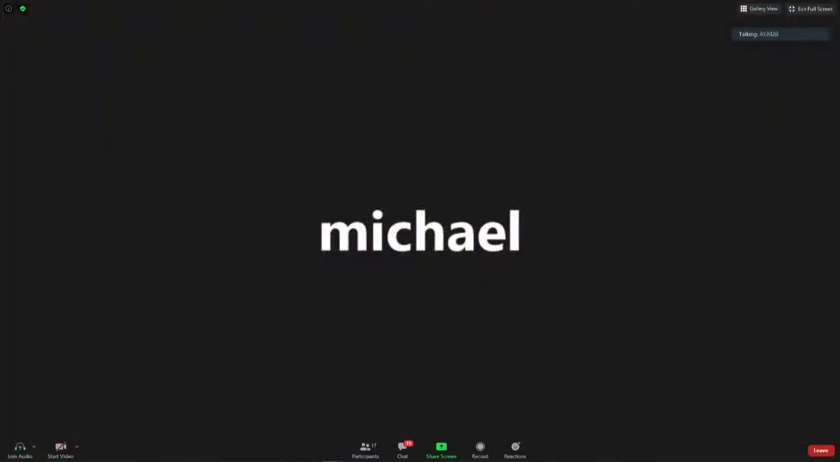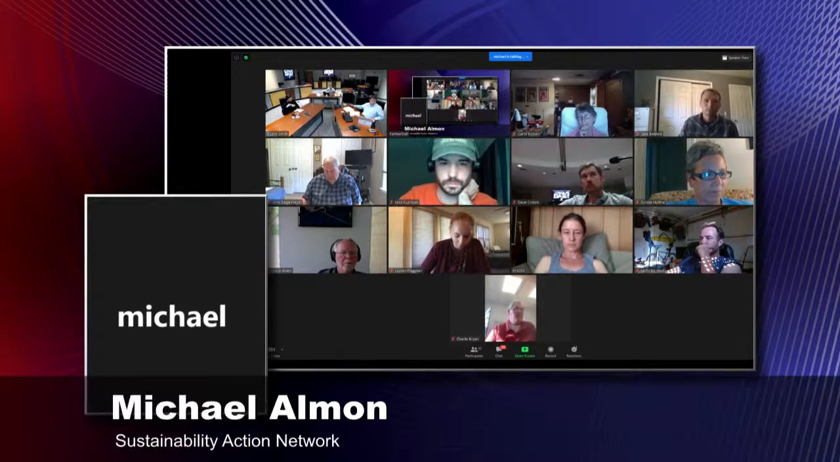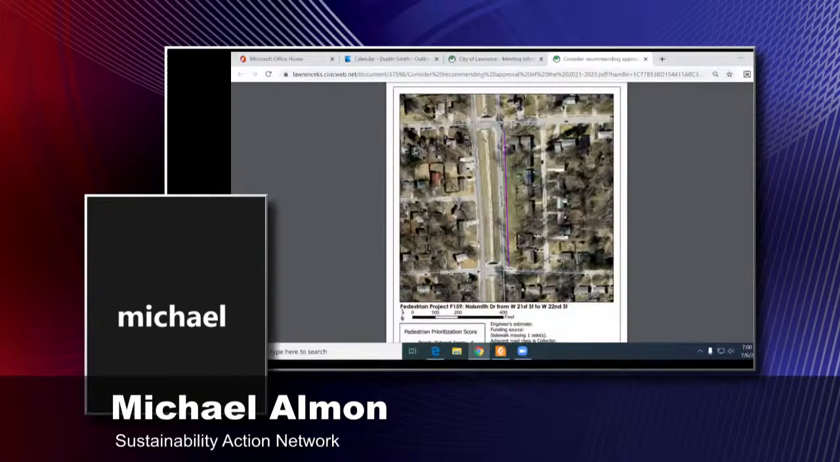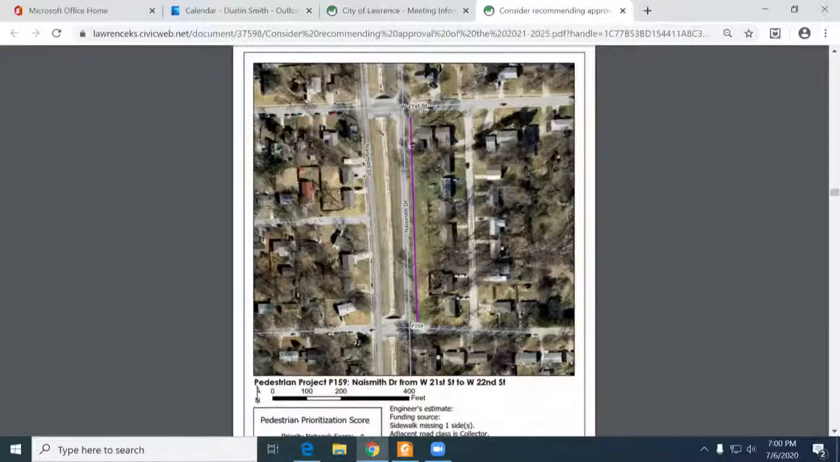Well, the way I envision... Okay. Thank you. Michael Allman, Sustainability Action Network. Interesting proposal that you're contemplating there, Erin. That if we put in a 5-foot sidewalk, if we do it and design it in a certain way and configuration, maybe in 2023-24 we could add 5 more feet width to it. But that's to be determined. I'm not sure how that would work.